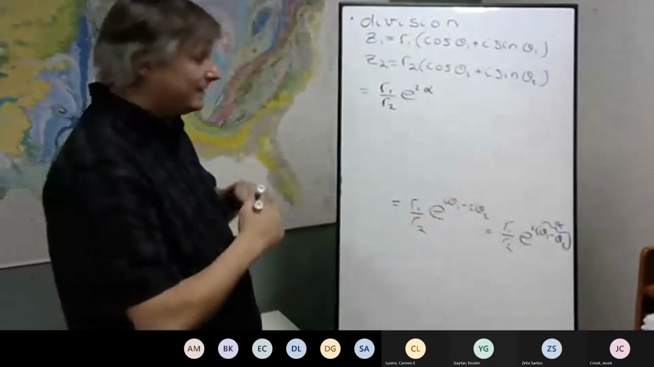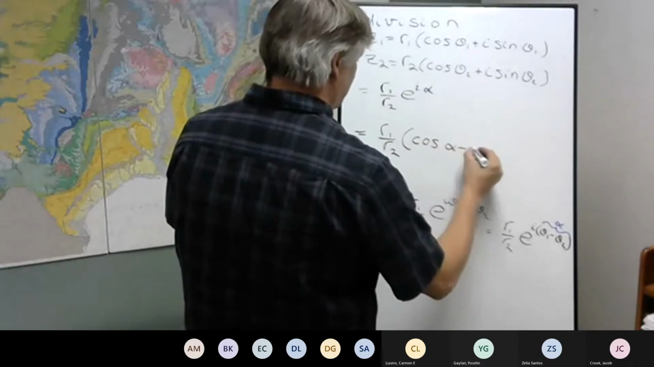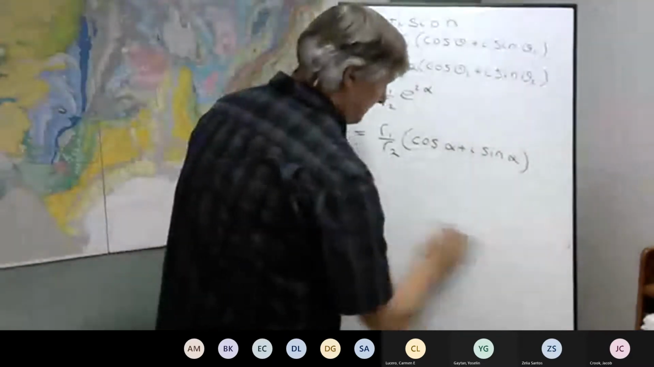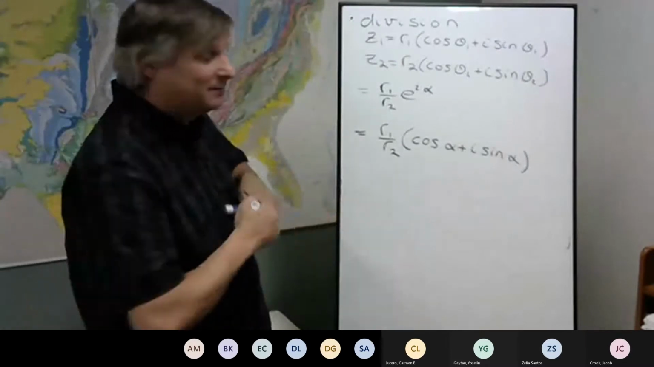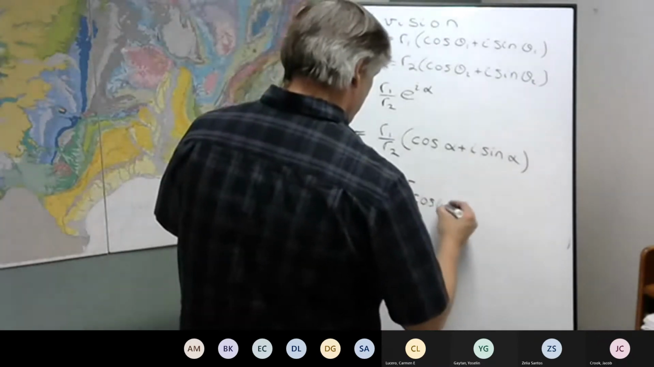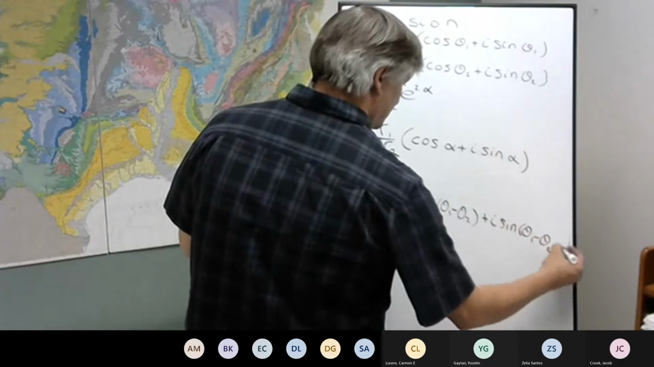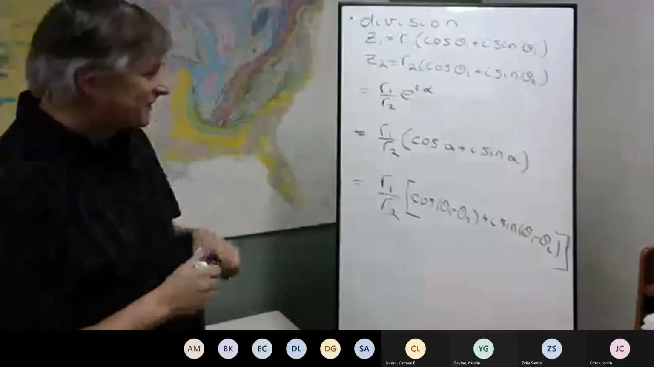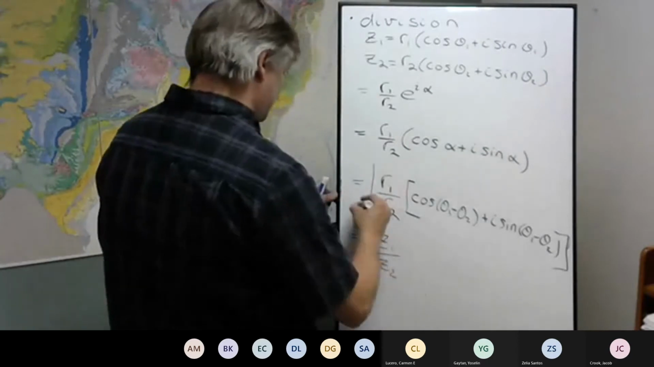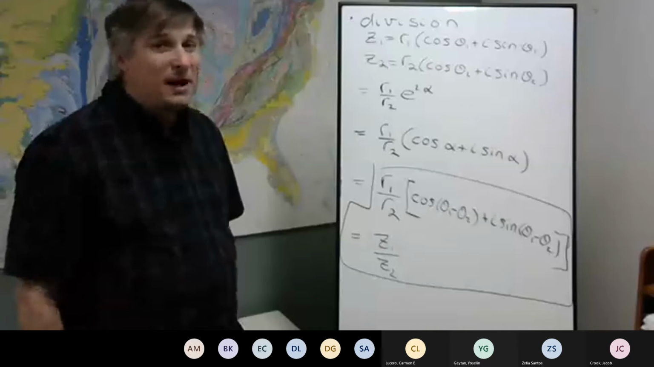And then using our Euler formula again, R1 over R2 cosine alpha plus i sine alpha. But in this case, alpha is theta 1 minus theta 2. So we get R1 over R2 cosine theta 1 minus theta 2 plus i sine theta 1 minus theta 2. And so this is the formula we're going to use for z1 divided by z2. Questions about that?